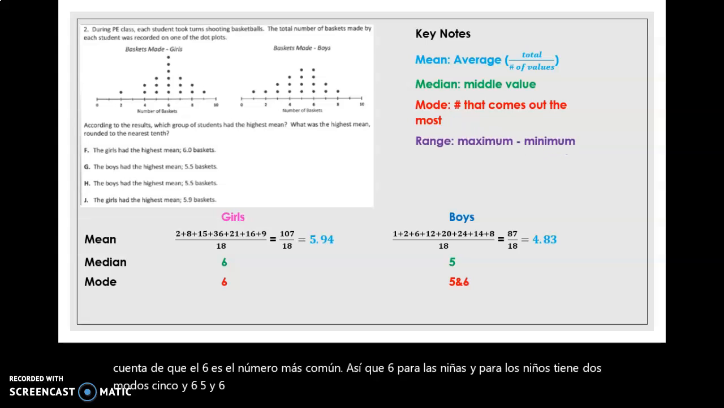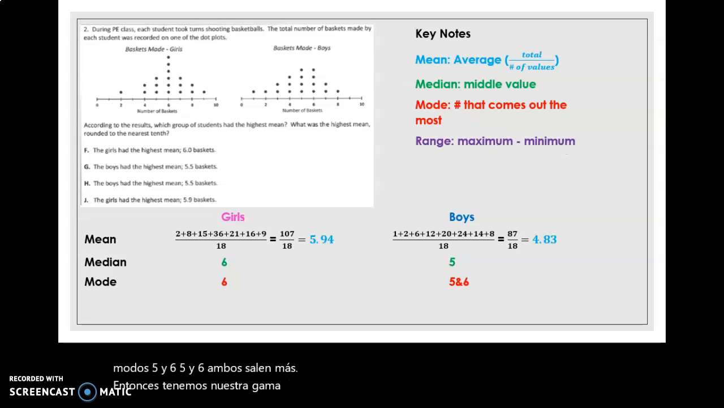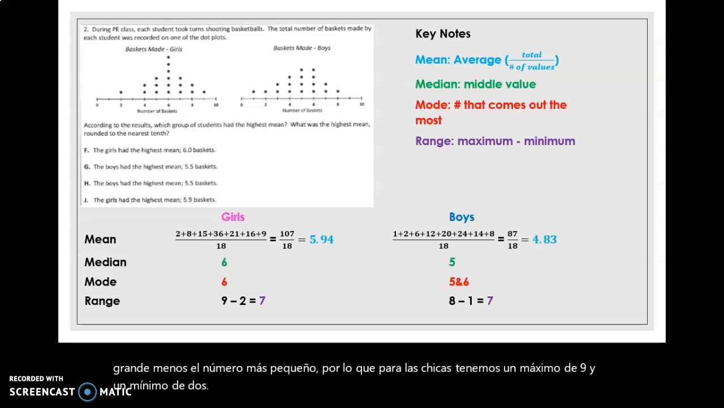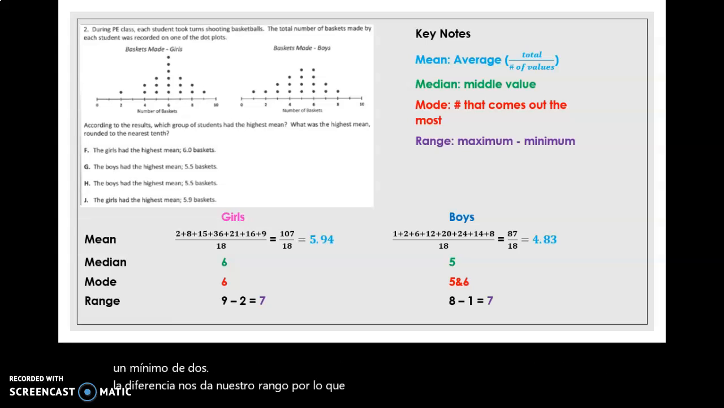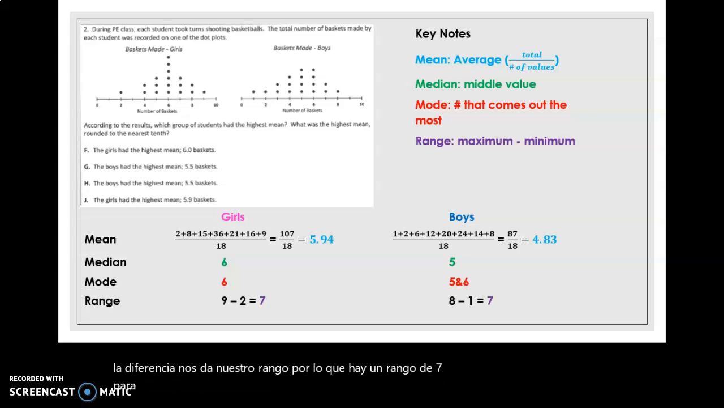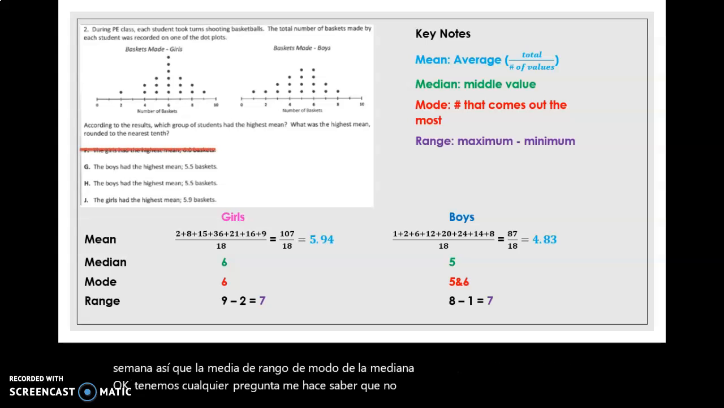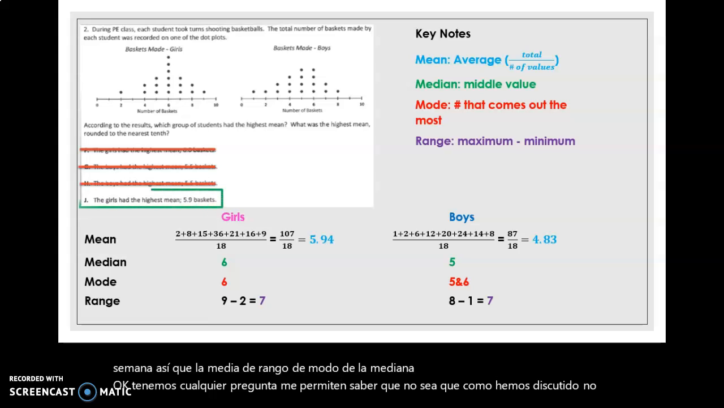Then we have our range, which is the maximum minus the minimum, so the biggest number minus the smallest number. For the girls, we have a maximum of 9 and a minimum of 2. The difference gives us our range, so there's a range of 7. For boys, the maximum is 8. The minimum is 1. Subtract, and you're still going to get 7. So these are a few things that we need to keep in mind, because you will see these next week. So mean, median, mode, range. If you have any questions, let me know. Other than that, as we discussed, it couldn't be F, G, or H. So our answer is J for this one.